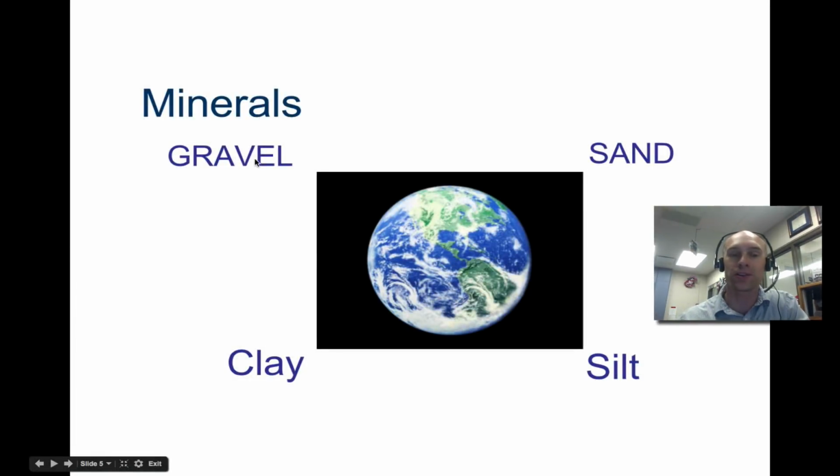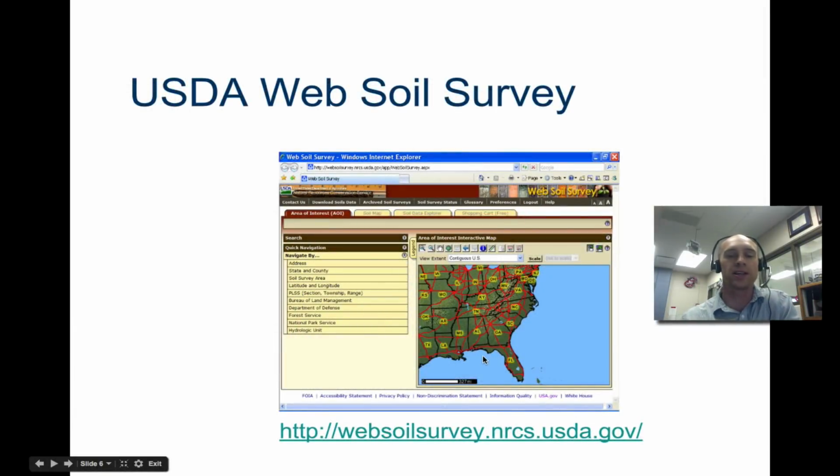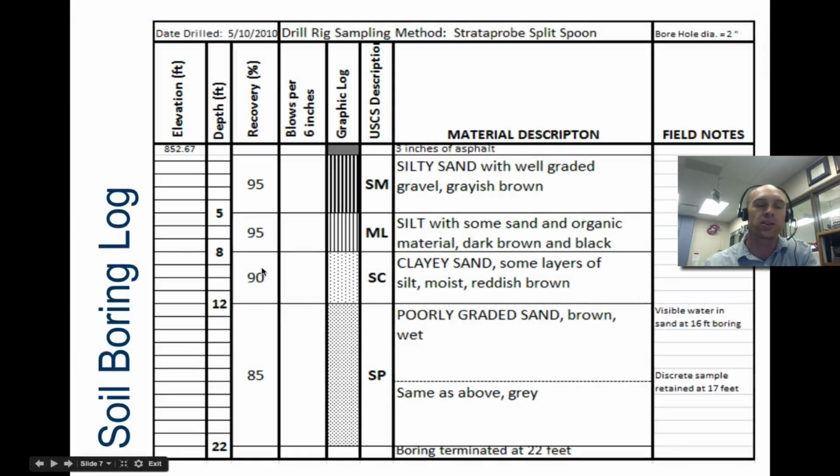Here are your minerals. Your minerals are divided into gravel, sand, clay, and silt. And you're going to actually subdivide those into those four pieces and determine how much you have of each. That's what you're going to do in your soil survey. So the USDA has a web soil survey online where you can get some information, and that's one of the places that you're going to go.